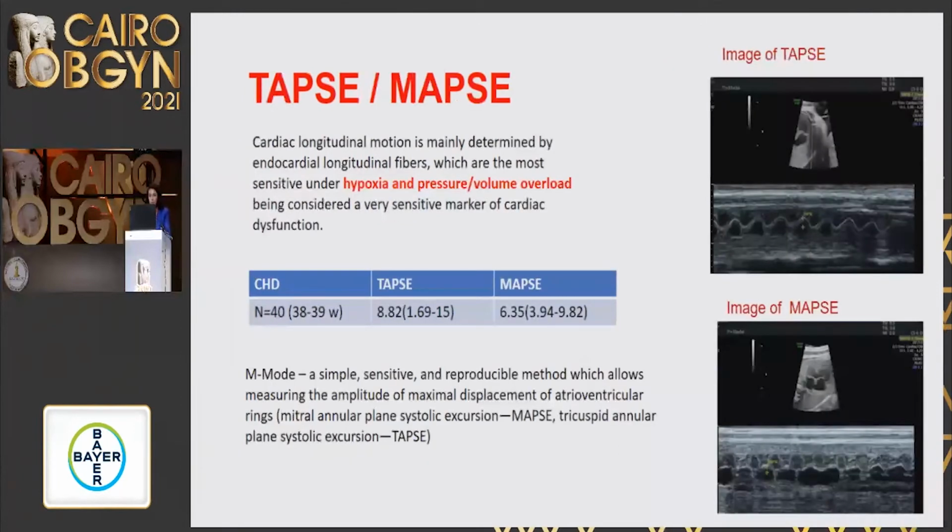TAPSE and MAPSE we can evaluate by M-mode, and we evaluate the longitudinal velocity of annulus displacement, the annulus movements. Usually TAPSE is higher than MAPSE, and this is because of the predominance of the right ventricle and because of different cardiac fibers in different ventricles.